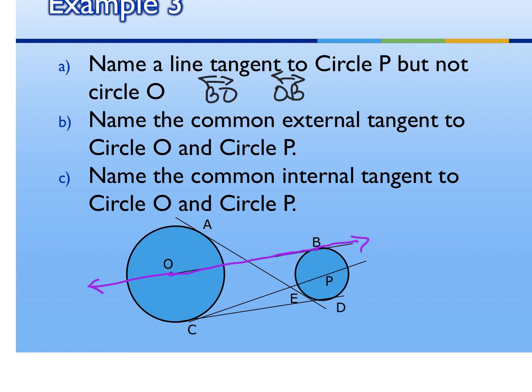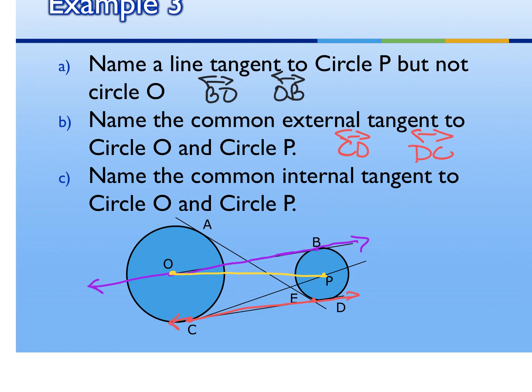Now it wants a common external tangent to circle O and circle P. So if I draw in my connecting horizontal line here, connecting the centers, external means it can't cross that yellow line. So my external tangent would be here. It's tangent to both circles, and it would be CD. And again, you could name it in reverse. You could also call it DC. And again, because they ask you for a tangent, not a tangent segment, you need to include the picture of the line on top of the capital letters.